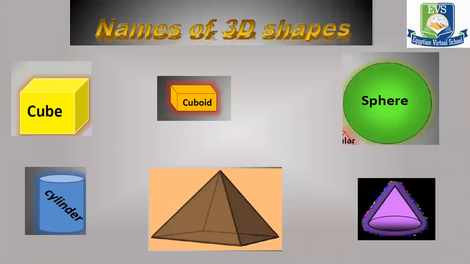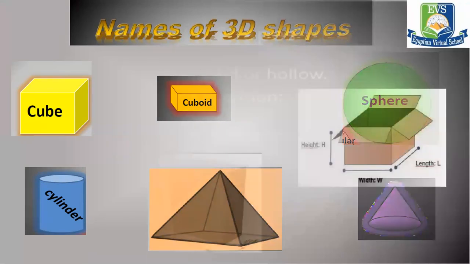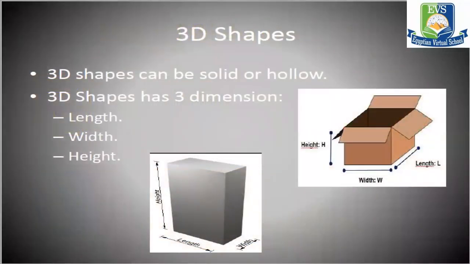These are some of the 3D shapes. You can see them here. It's like cube, cuboid, sphere, cone, pyramid, cylinder. 3D shapes can be solid or closed like this, and can be hollow like this.